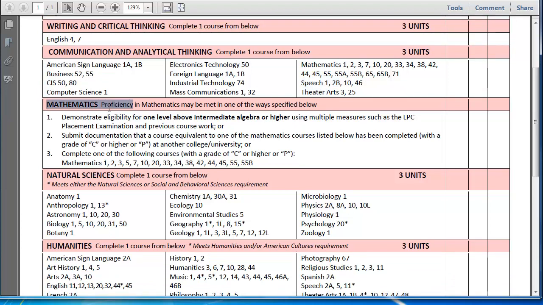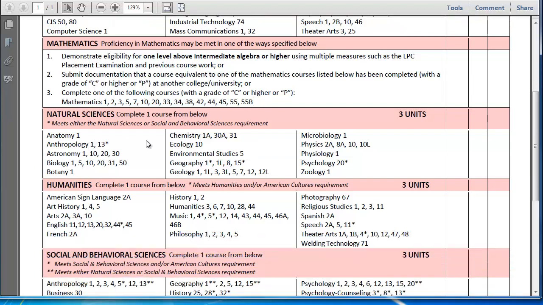The mathematics proficiency requirement, you notice, does not have any unit requirement, because you could actually fulfill this requirement by passing the placement test and testing into an area above intermediate algebra, or if you show documentation that you've taken an equivalent class somewhere else, or you could have completed this requirement by completing one of the following classes. The minimum being Math 55, 55B, and even though it's not listed on here, it's also 55Y as well.